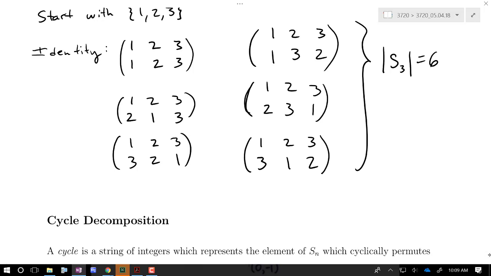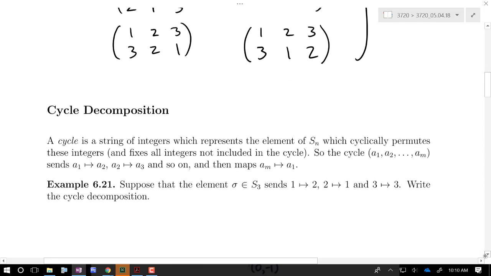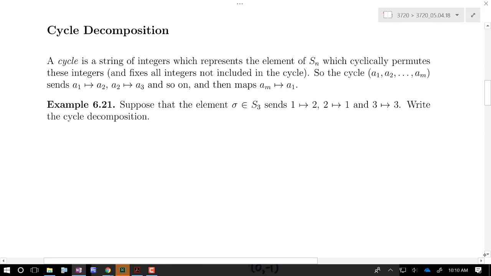Now this is sort of a big, space invasive, or what's the word I want to use? It takes up a lot of space just to write these 6 elements out. We're going to look at a much more efficient way to write out these elements. So we call this using a cycle decomposition.